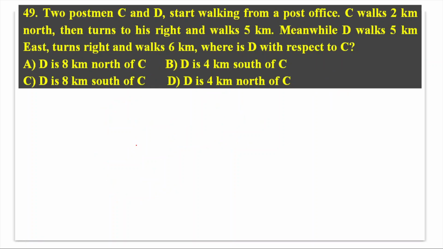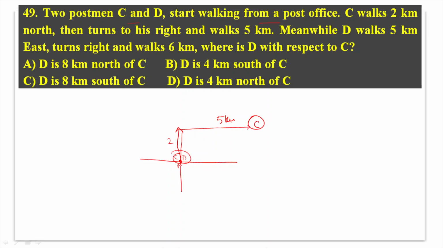And here is the next question. There are two postmen C and D who start walking from a post office. Let us try to analyze this question by drawing a picture or compass here. So both C and D are here. Let us assume this is the post office. They are starting from this point. C walks 2 kilometers, then turns to his right and walks 5 kilometers. Now C is present here.